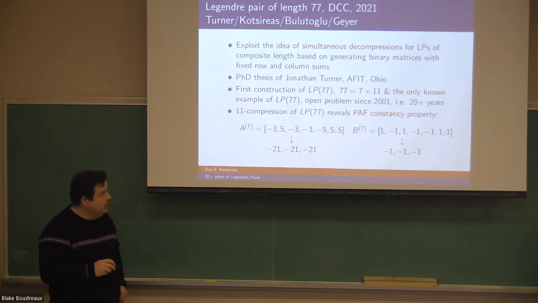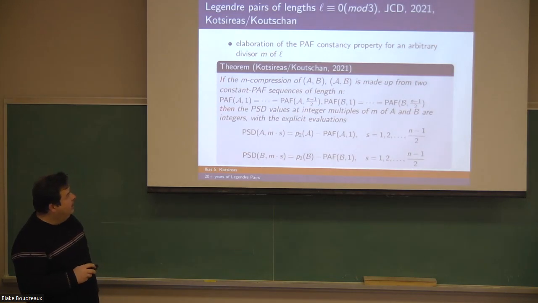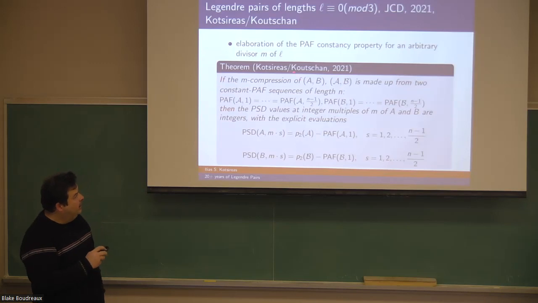Okay. And in another paper, again in 2021, another COVID paper with Christoph Koutschan here, a German mathematician who works in Linz in Austria and is well known in the computer algebra and combinatorics circles, we elaborated when this constancy property might hold for an arbitrary divisor M of L, the order of the Legendre pair.